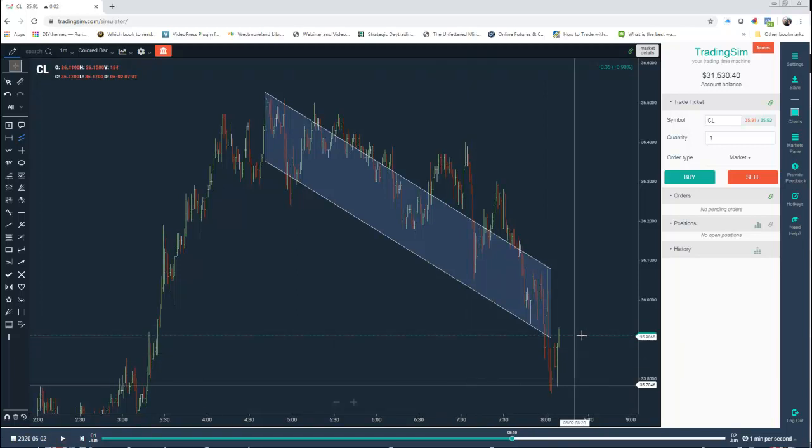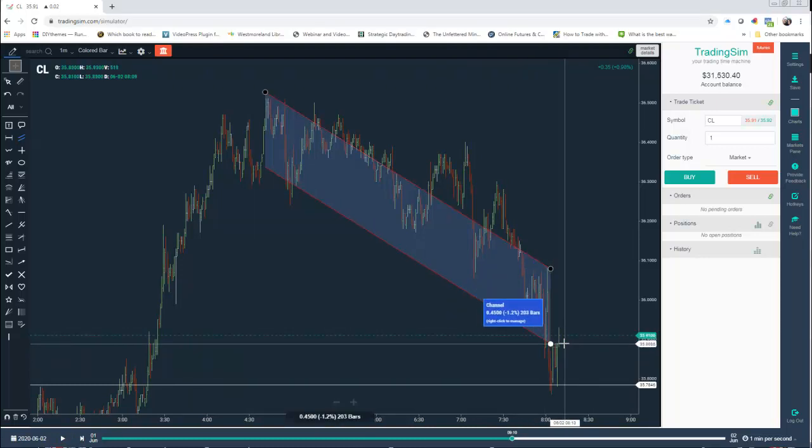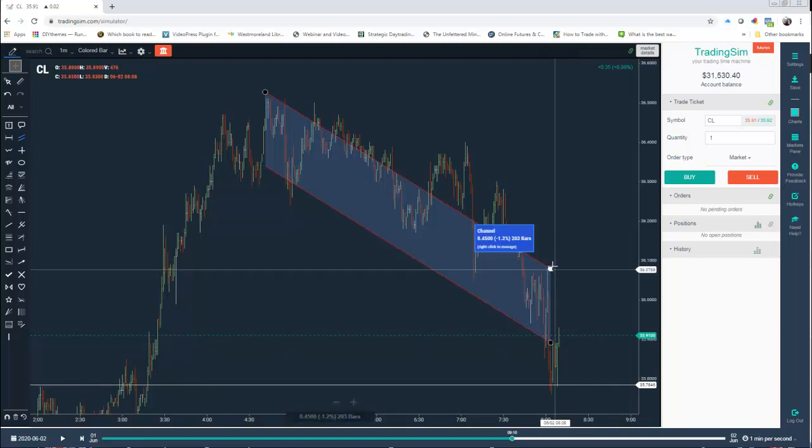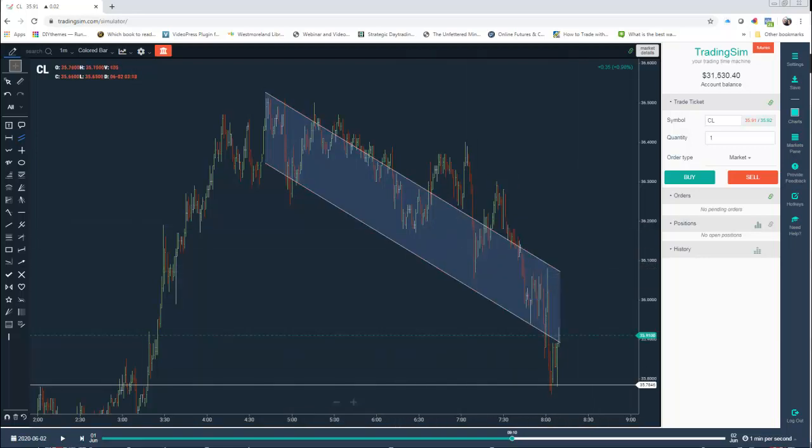All right, I want to be a buyer into this. So basically what I'm saying is I want to be a buyer into this range right here. And it's a fail underneath this support line. So we're going to go ahead and buy and move in.